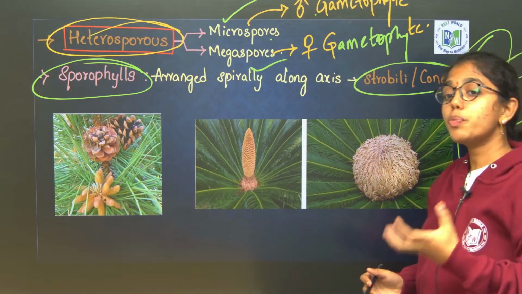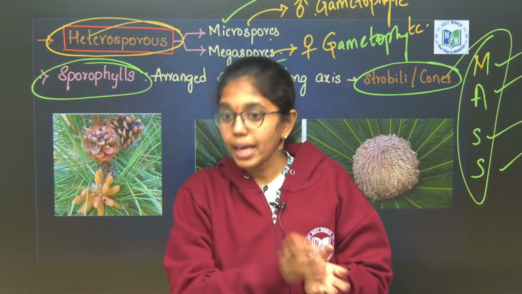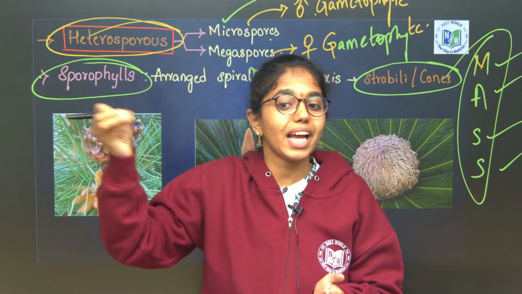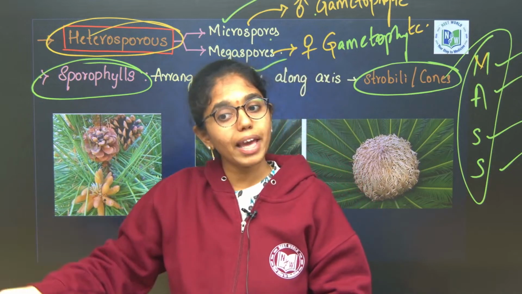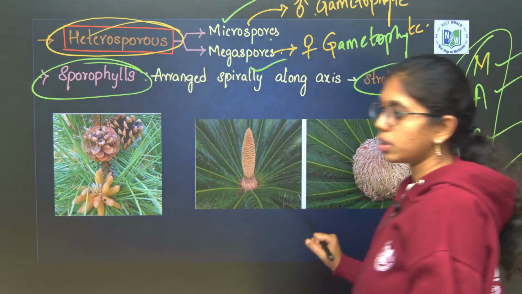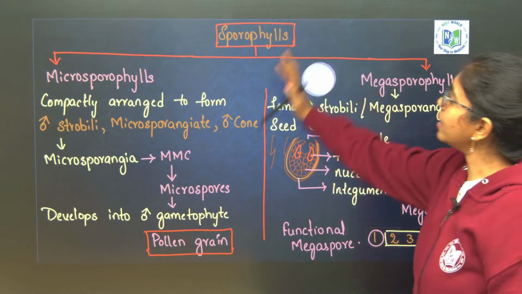If megasporangiate is bearing on that, that is called as what? Female cone. Okay, if male gametophytes are there, like microspores are there, microsporangia is there, that is called as male cone. Female cone and male cone. Understood? Here you see both sporophylls.